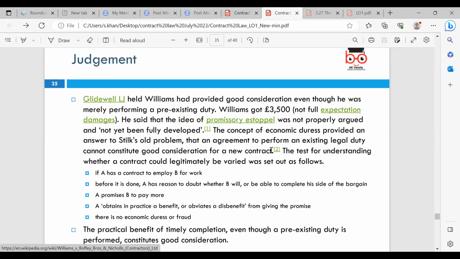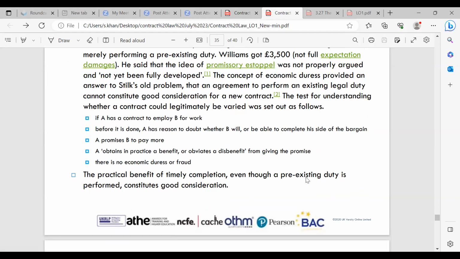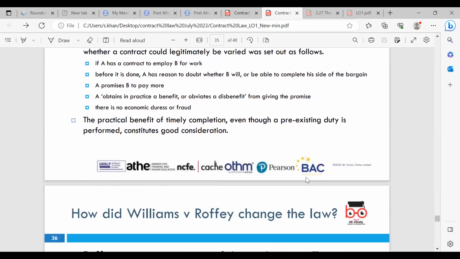An agreement to perform an existing legal duty cannot constitute good consideration for a contract. The test for understanding whether a contract could legitimately be varied was set out as follows. If A has a contract to employ B for work, before it is done, A has reason to doubt whether B will be able to complete his side of the bargain. A promises to pay more. A obtains a practical benefit, or obviates a disbenefit, from giving the promise. There's no economic duress or fraud. The practical benefit of timely completion, even though a pre-existing duty is performed, constitutes good consideration.